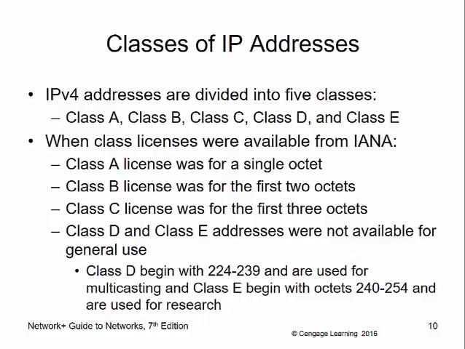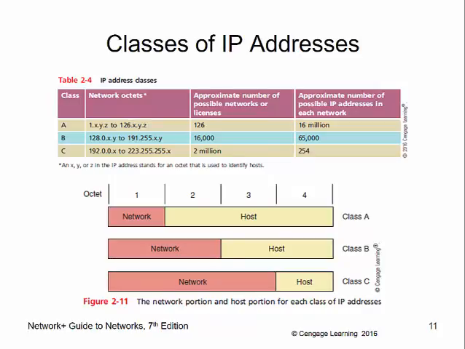IP addresses are broken out into different classes, right? We have class A, B, C, D, and E. Now, really, the 3 that we care about, that we use every day, are class A, B, and C. The classes are defined by the first octet.